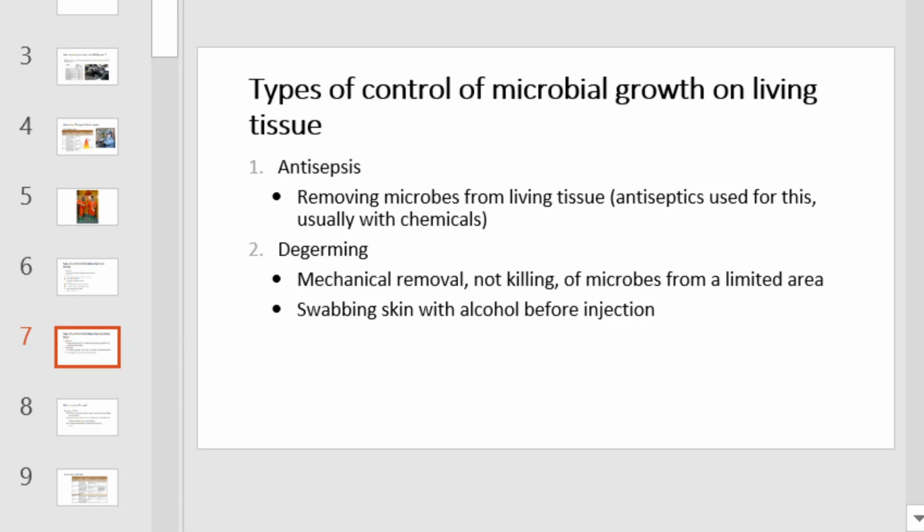Types of control of microbial growth on living tissue involves activities such as antisepsis and degerming. Antisepsis removes microbes from living tissues. Antiseptics are used for this and usually include chemicals to control the growth of microbes. Degerming is the mechanical removal, but not killing, of microbes from a limited area. Swabbing the skin with an alcohol prep before injection is an example of a degerming activity.